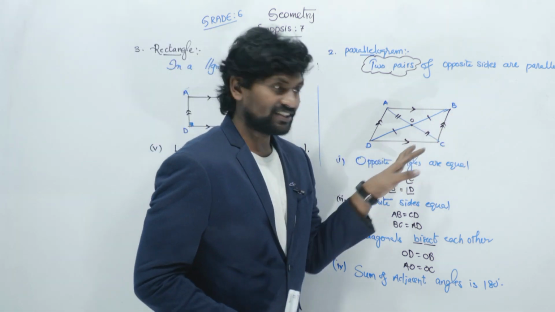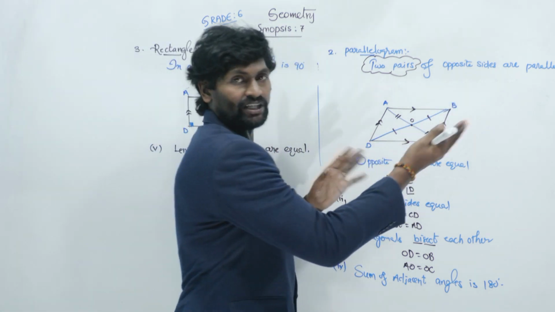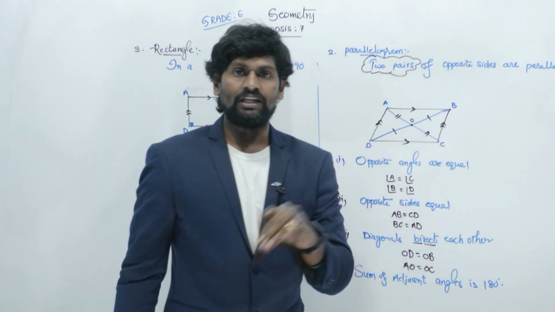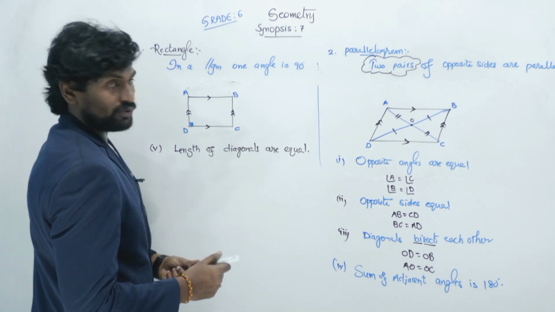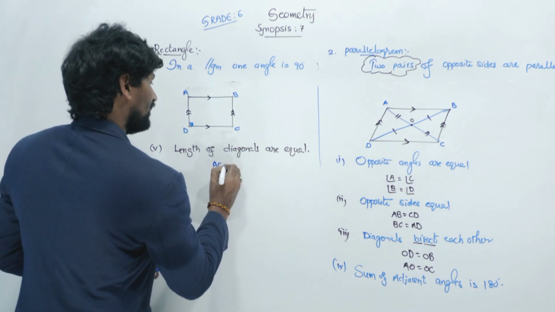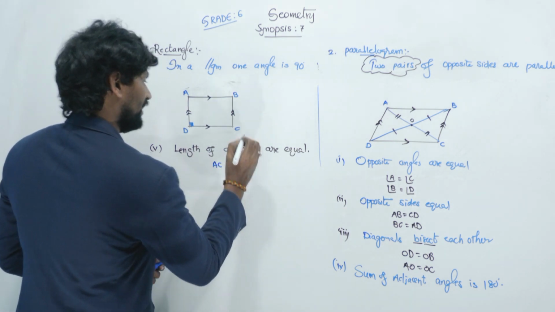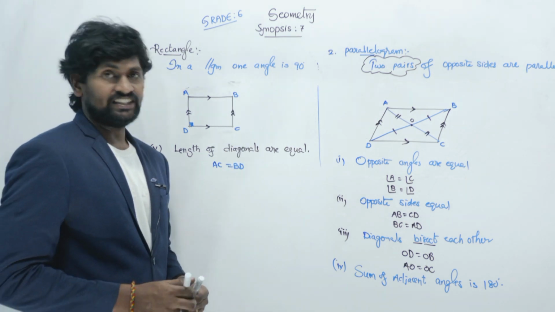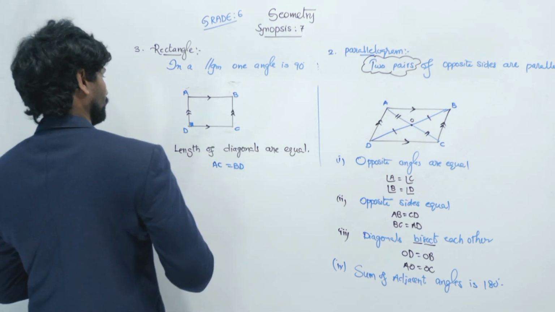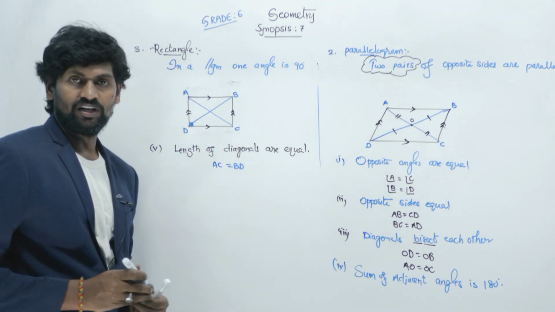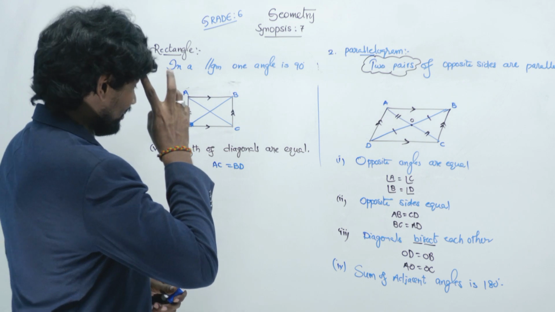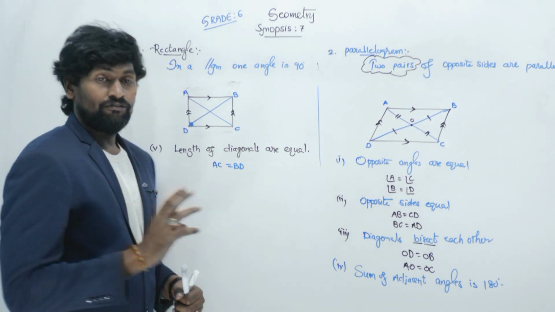But in a parallelogram the length of diagonals are not equal. So BC length is somewhat longer and AC length is shorter than BC. But here the length of diagonals are equal. We should take it as AC equals BD, AC length equals BD length. Okay now? Right. Now let us move on to the fourth one.